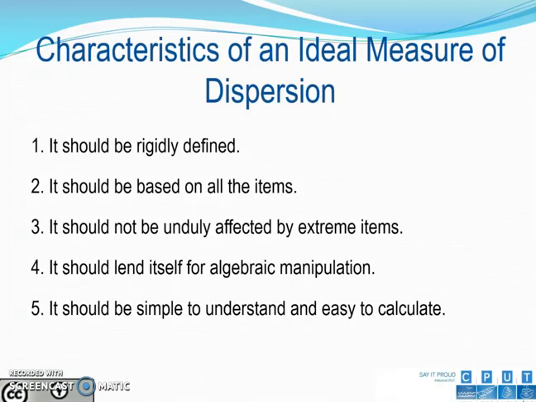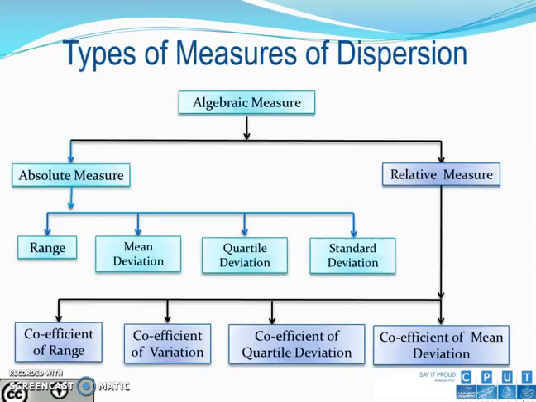The main characteristics of an ideal measure of dispersion are as follows. We have identified a total of 5. The first one is that it should be rigidly defined. It should be based on all the items. It should not be unduly affected by extreme items, such as outliers. It should lend itself for algebraic manipulation. And lastly, it should be simple enough to understand and easy to calculate.